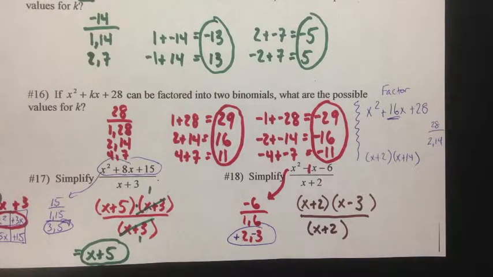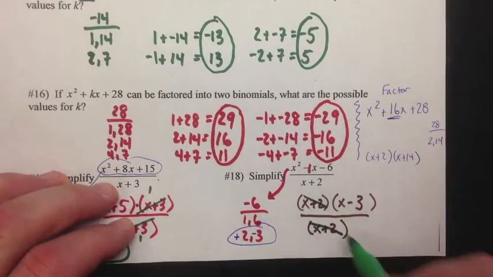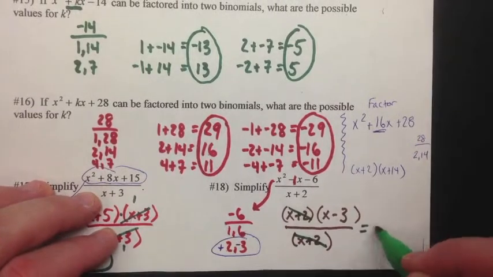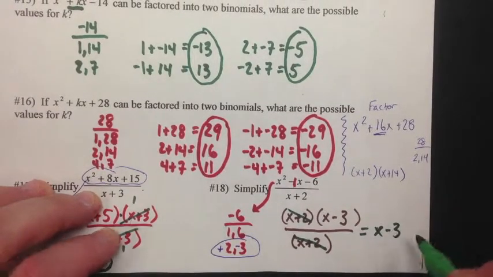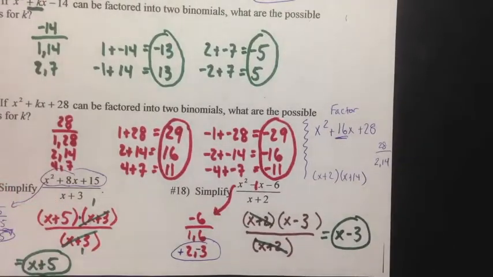Now if you have the same factor in the top and the bottom, you can divide those, which gives you 1, so they cancel out. What's left? x minus 3. And that is the end of the notes for today.